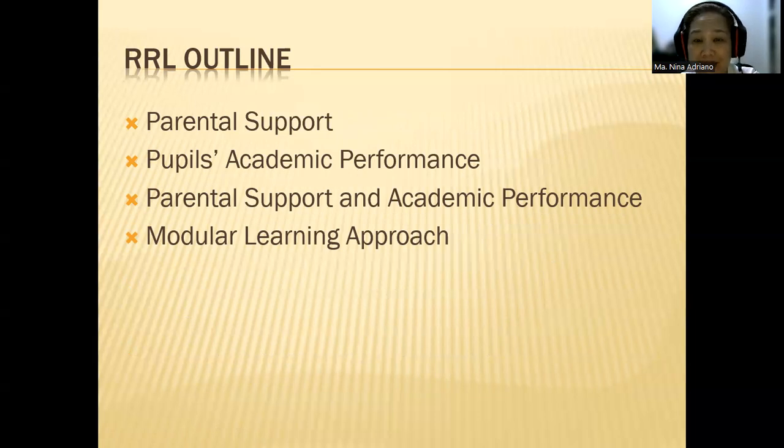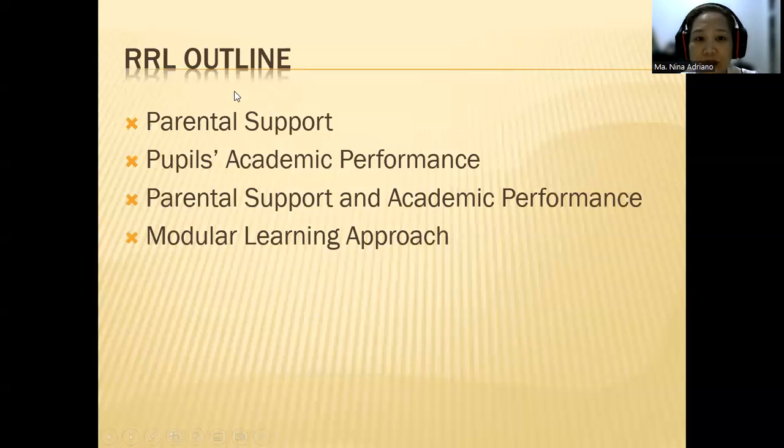These should be the headings that I will see in your RRL. The first variable, parental support, followed by pupils' academic performance, and then combine the two, parental support and academic performance. And since it's modular learning approach and it's not the traditional one, then you may also include modular learning approach.